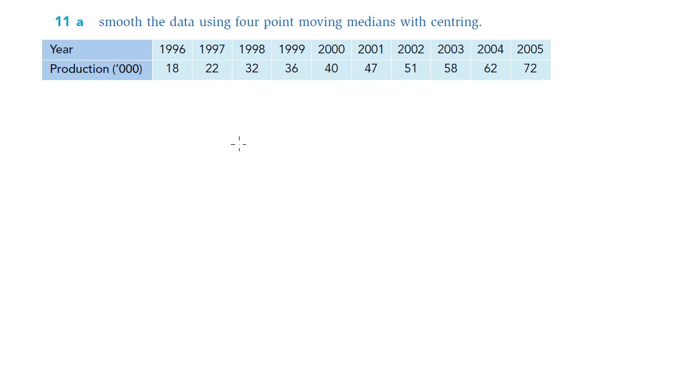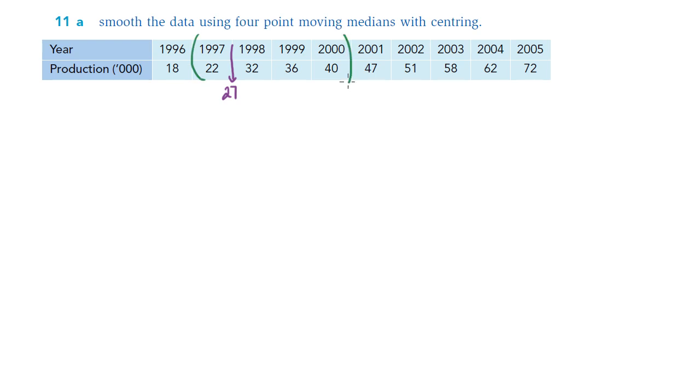So we start again with that table and we're going to use 4-point moving medians. Let's work out the medians first and then we'll do the centering step. So here's my first group of 4. Now with 18, 22, 32 and 36, which one is the median? In order they go 18, they're already in order. How handy. So the median is going to be between those two. Halfway between 22 and 32 is 27. So here I have a median of 27.